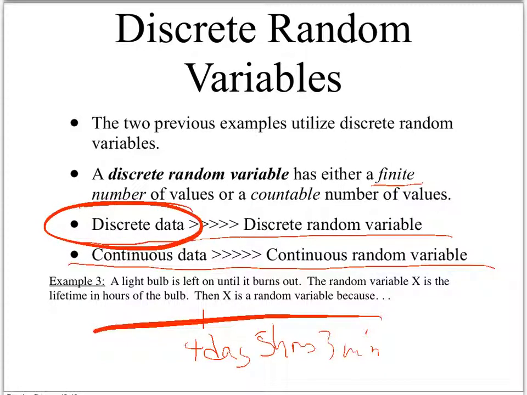Discrete data, the values of the variable fall only at whole numbers. For continuous data, the value of the variable can fall at any number on the line, and so it has an infinite number of possible values.